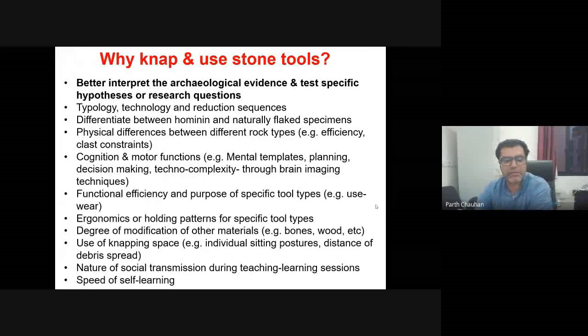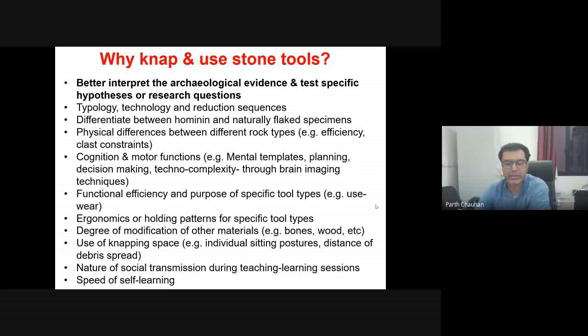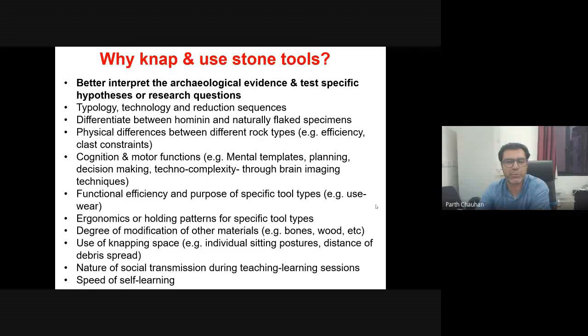And also speed of self-learning. If you're teaching yourself, how fast are you learning? Are you recognizing the mistakes? Are you recognizing the wrong angles? How fast are you correcting yourself? What is your progress? And this is just a broad overview of what we can know from making stone tools. But there's probably many other things that we can address.